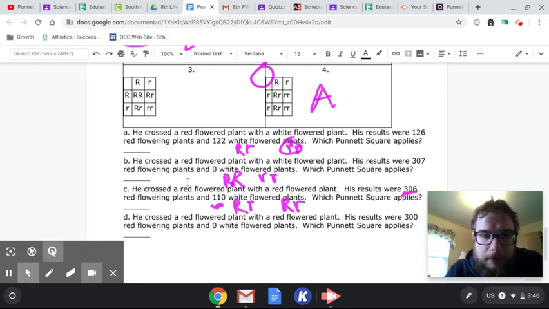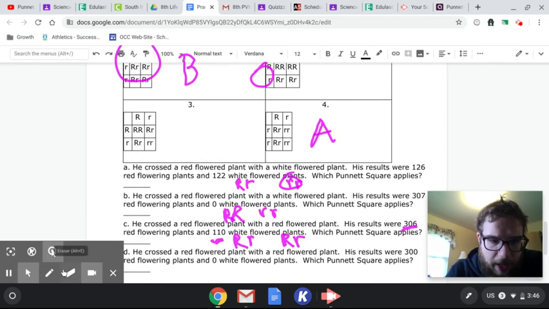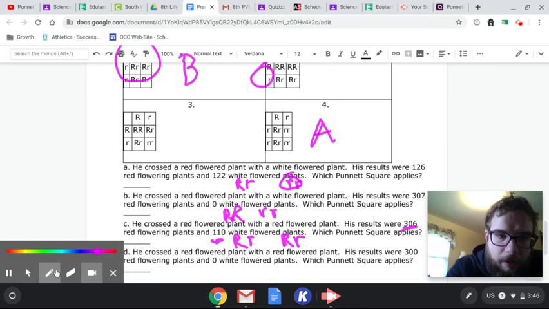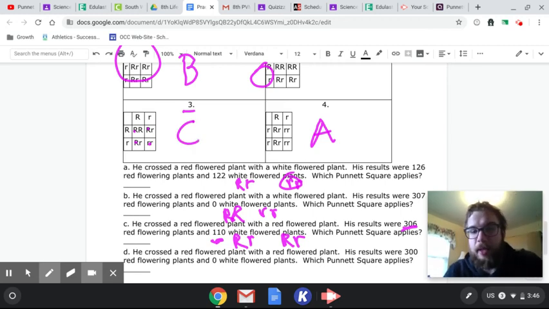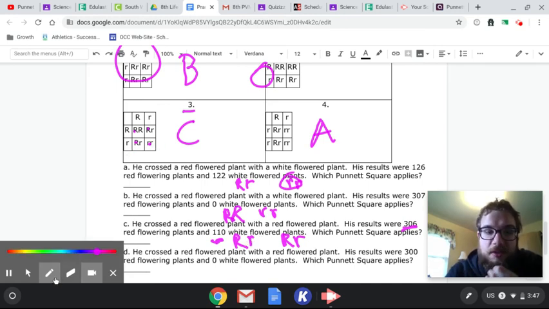Now let's go up top and check this out. Number 3 right here. If I have big R, small r, I've got 1, 2, 3 that are going to be red, and then I've got 1 that's going to be white. In other words, it's about a 1 in 4 shot that you're going to get a white flower. So that would make sense with letter C. About 1/4 of the total number of flowers turned out to be white. And there you go, about 1/4 in our Punnett Square as well.